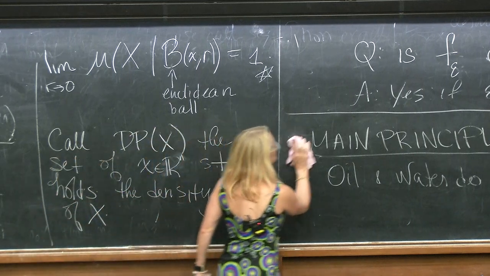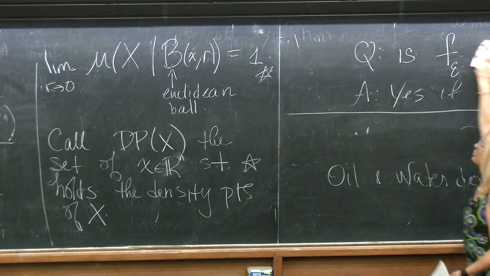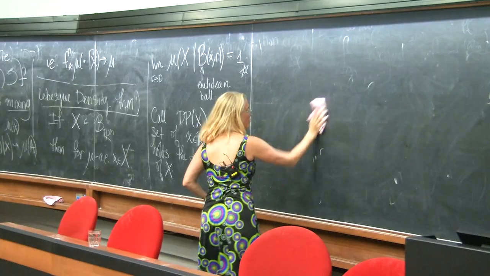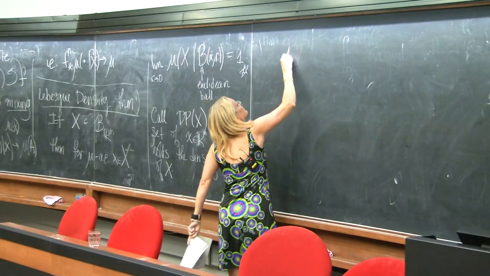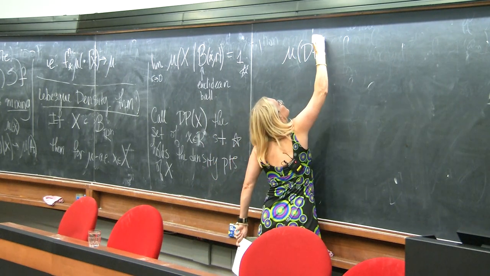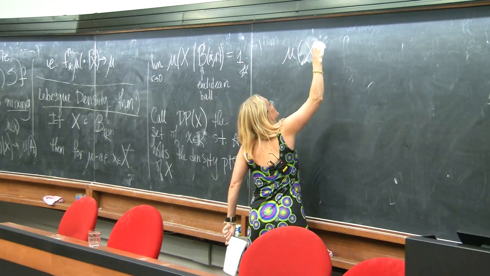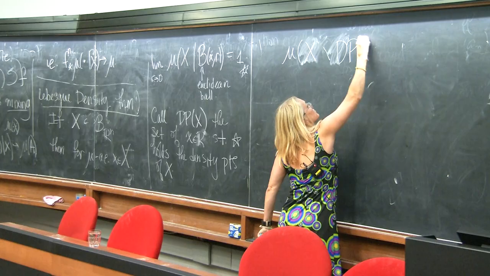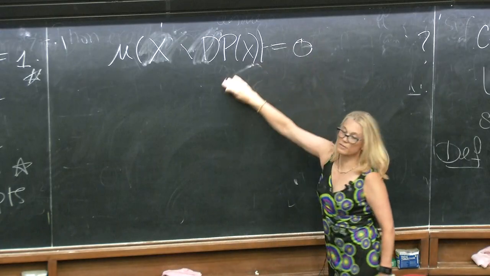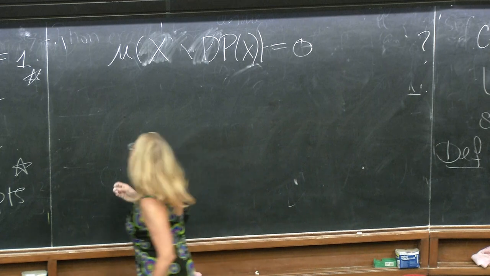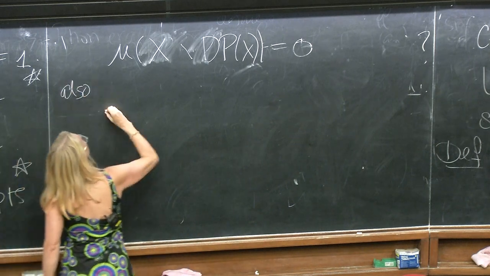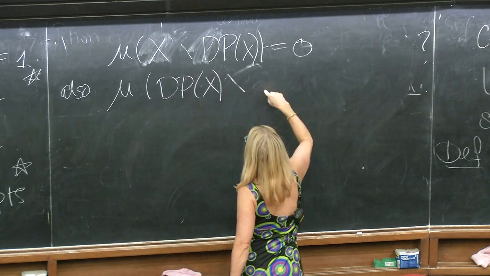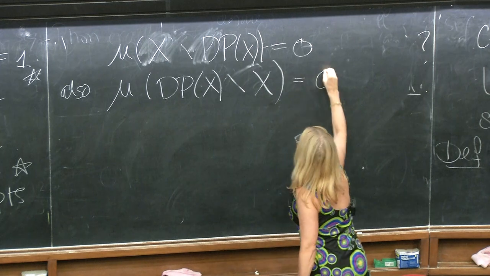And I just proved to you that almost every point in X is a density point. So if I look at X and I subtract off the density points of X, that has measure zero from what I just claimed. That's the theorem. But also, if I'm a density point, almost every density point has to belong to X. Why is that true?